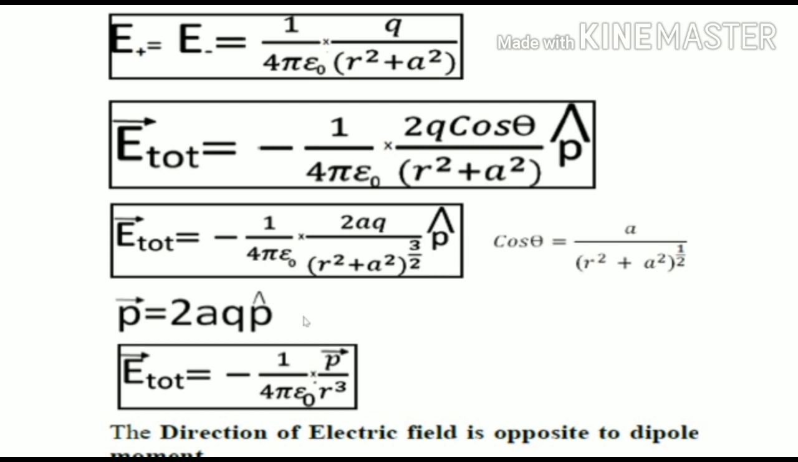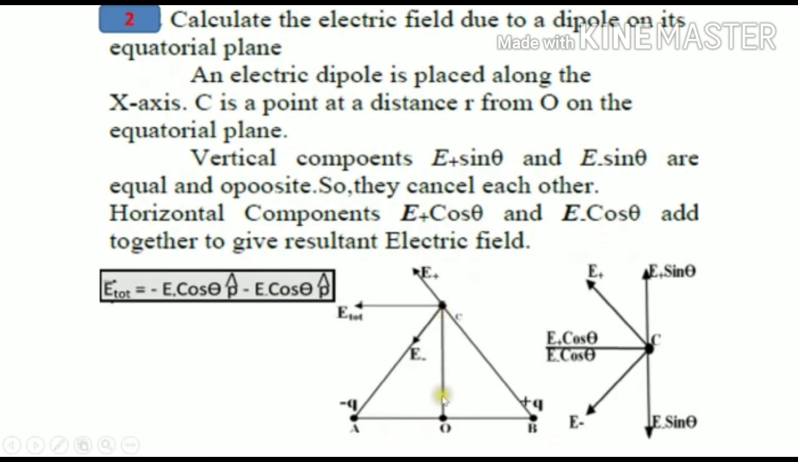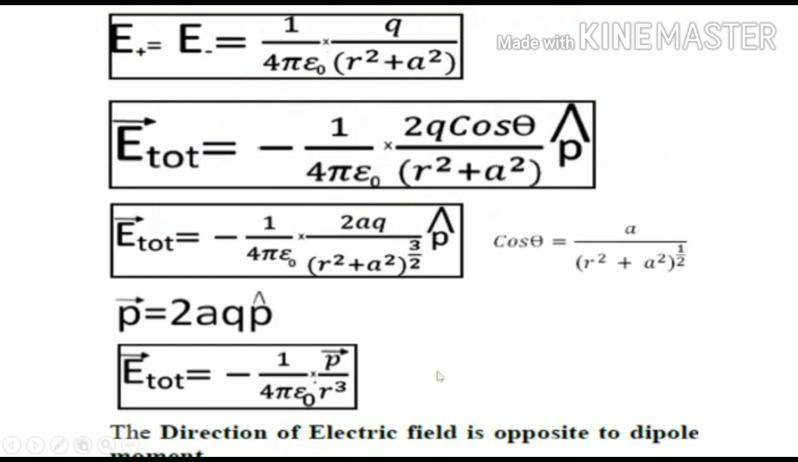Now the E plus and E minus are the same magnitude, so we can write 1 by 4 epsilon 0 q by (r plus a) the whole square. Here r plus a the whole square is obtained. Here from A to O is a, O to C is r. Then automatically we can calculate A to C. Similarly B to C. So it's a hypotenuse, no? So the hypotenuse can be calculated, you know very well, a square plus r square, whole power 1 by 2.